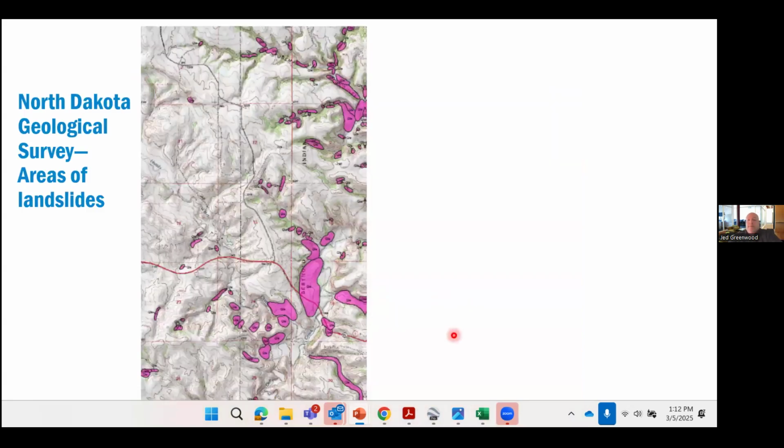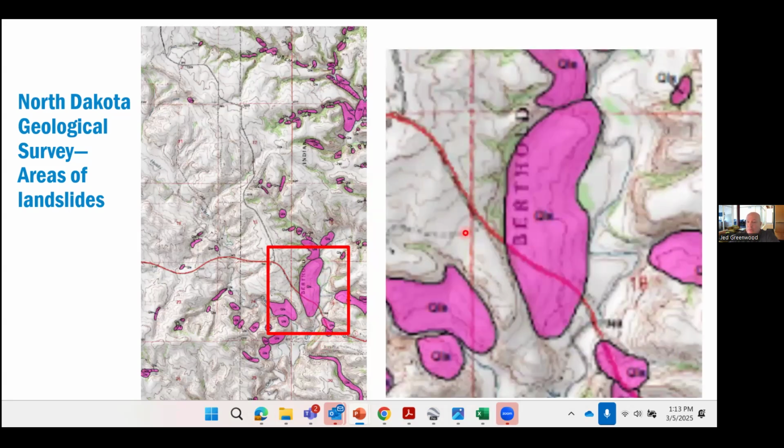And you can see it on this map of landslides from the Geological Survey in North Dakota. So our area of interest is right here. The pink areas are mapped landslides. I'll blow that up a little bit. The red is our Highway 73. We have a fairly large landslide here, and you can see where I showed most of the pictures of those tension cracks and the scarp crossing the highway was right here.